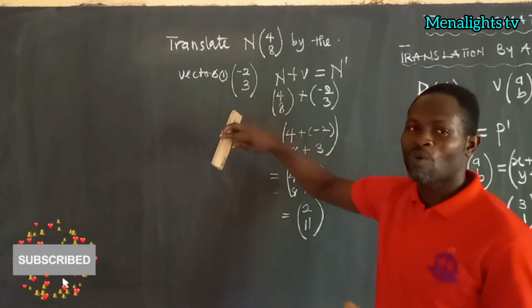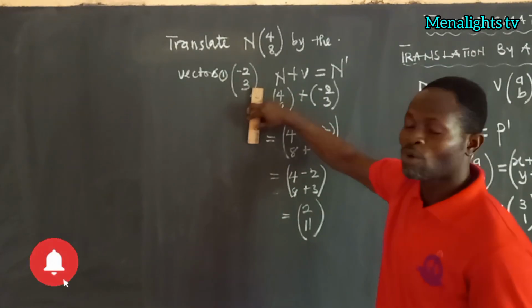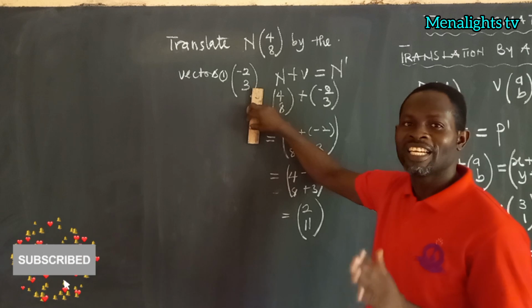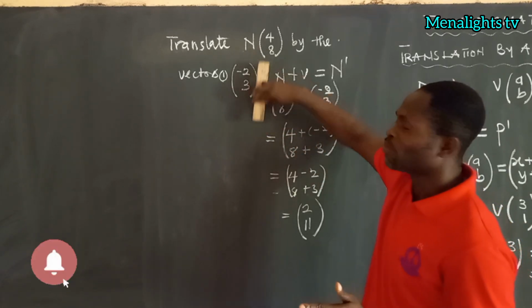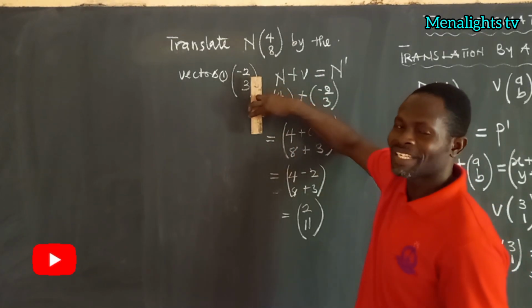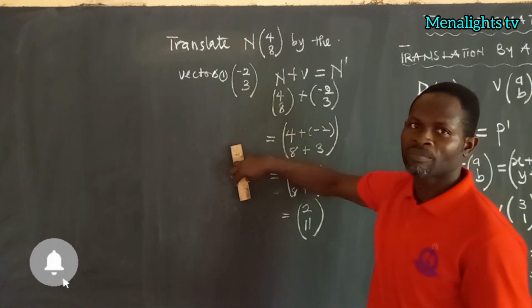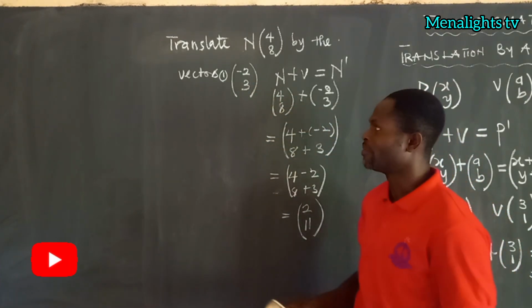When you come to the y-axis, if the y-coordinate of the translation vector is positive, then the object will be moving what? Upwards, or it will be sliding upwards. But when it is negative, it will slide what? Downwards. That's about translation by a given vector.